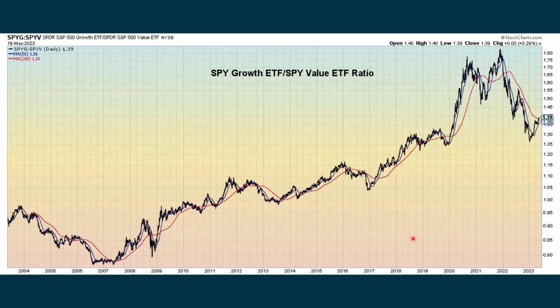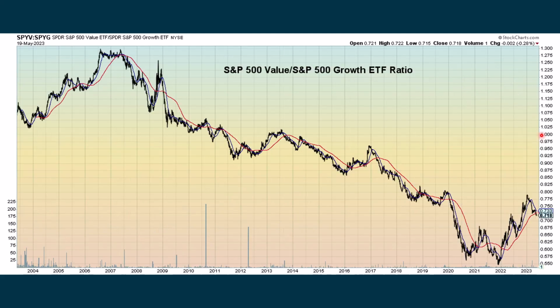We look at a number of different indexes and ETFs. This is an ETF comparing growth to value, where growth had been doing really well. In 2022, it really underperformed, but now it's trying to turn back up, but we're not positive yet. We look at an inverse of that same chart showing how value had been underperforming. Then in 2022, value outperformed, but now it's starting to show some weakness.